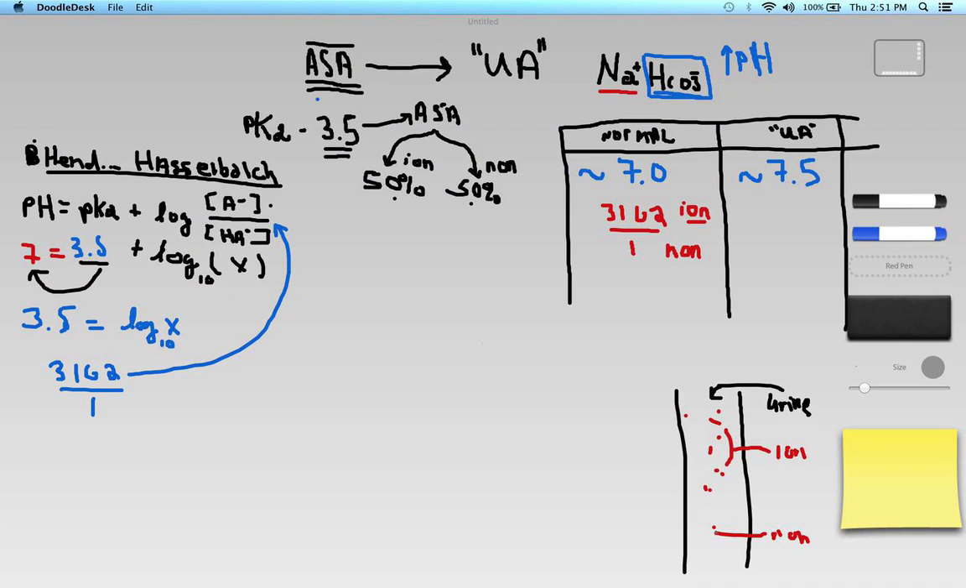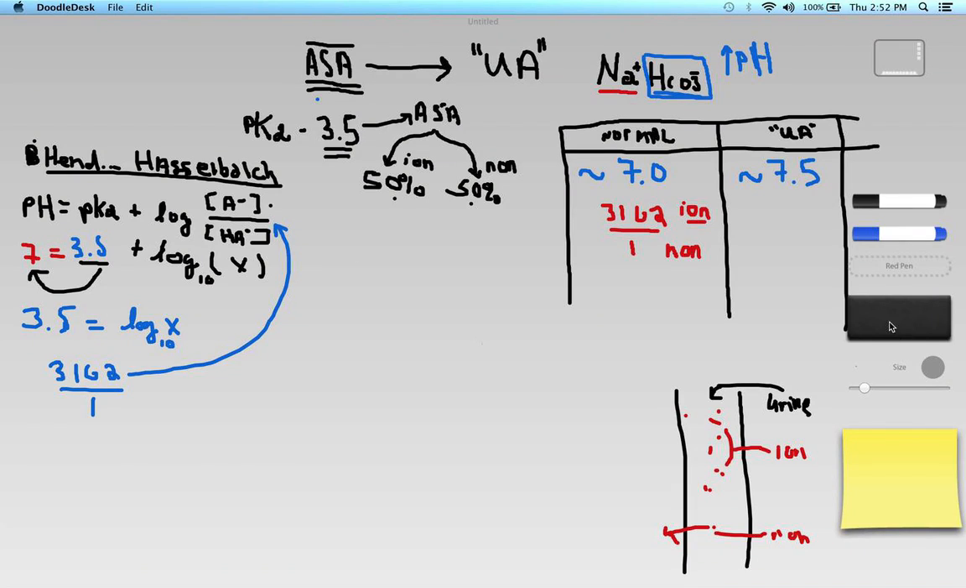So this non-ionized part can pass through the membrane and back into the body and won't necessarily be eliminated, whereas the rest of this will. That seems like a lot, but remember, we have somebody who's in really bad shape, and we need to get as much aspirin eliminated as possible.